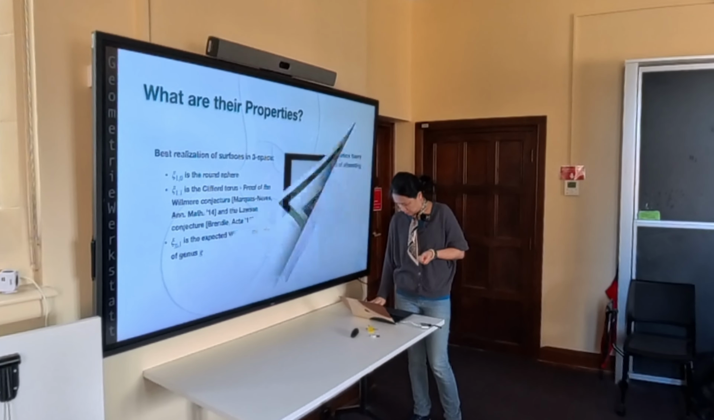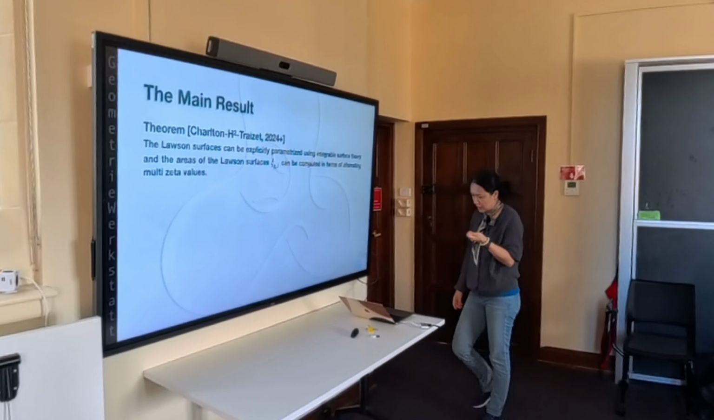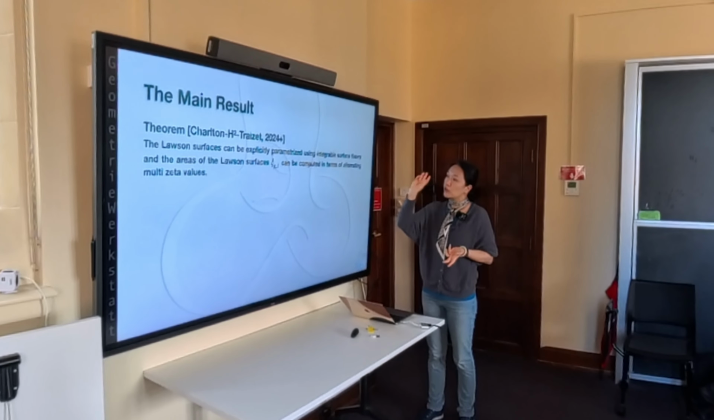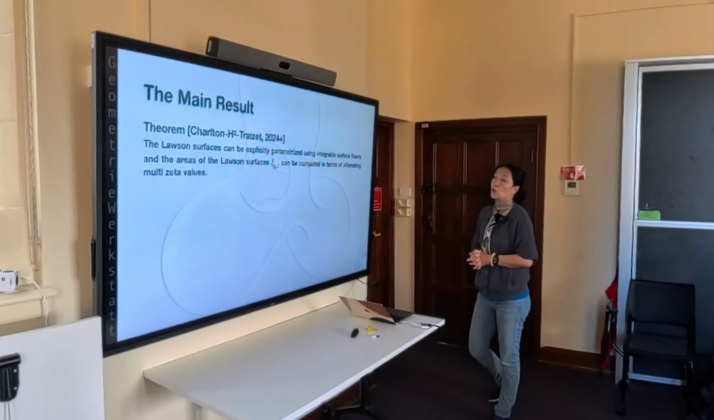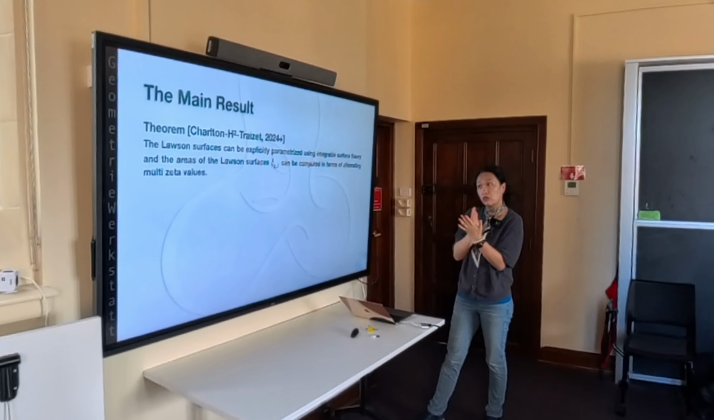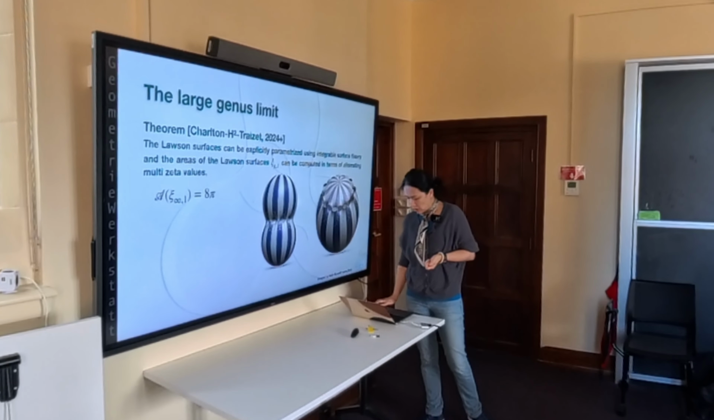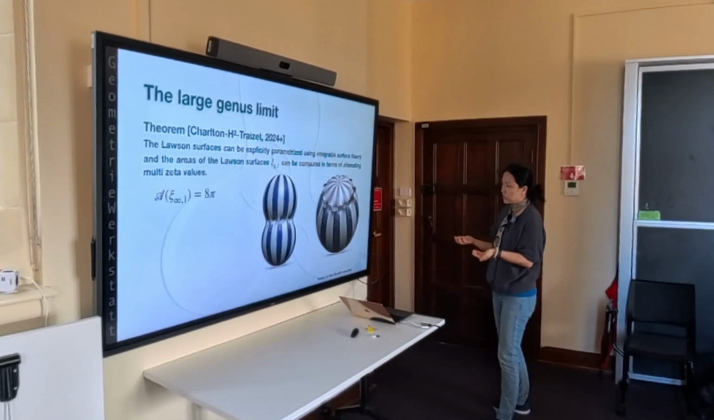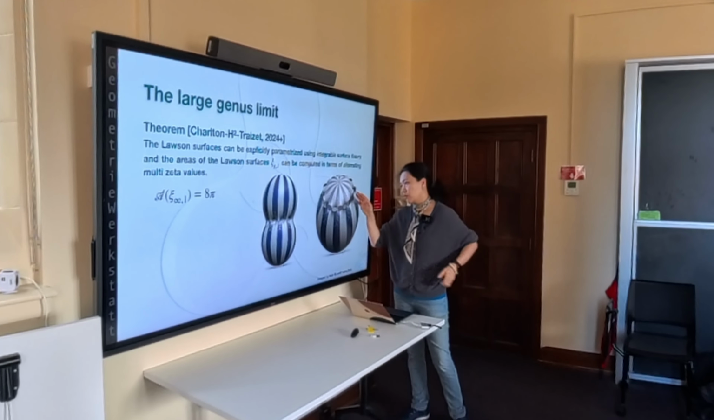So now, what is actually the main result I want to talk about today is first, we can use a different method, integrable systems method, to reconstruct these Lawson surfaces and show that they exist without using Plateau solutions. And moreover, the large genus limit of this thing is just 2 spheres. Okay, well, that's what's known before.